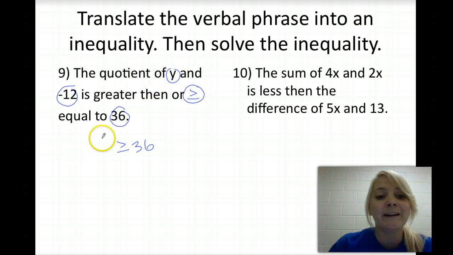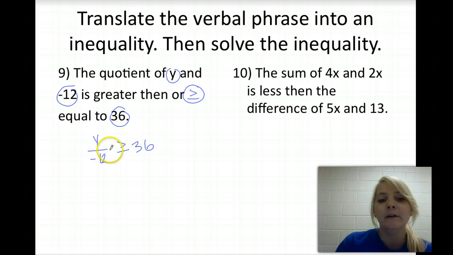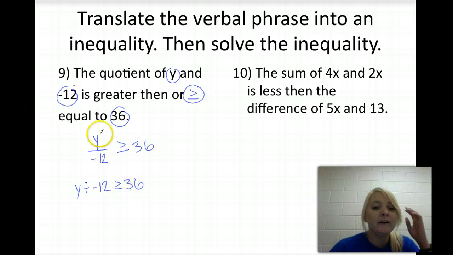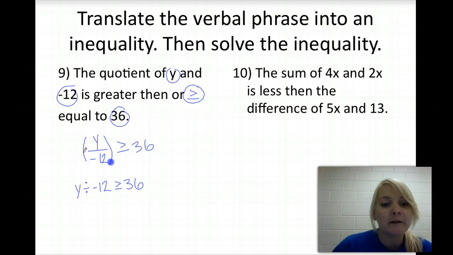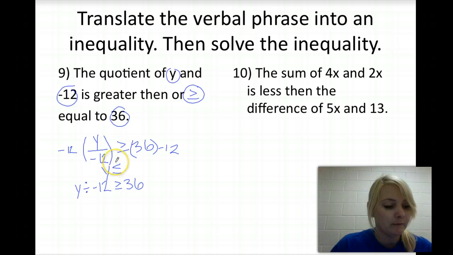So the quotient of y and negative 12 indicates we're dividing. Since y is mentioned first, that's the part we're dividing, and we're dividing it by negative 12. So we can write it as y over negative 12 is greater than or equal to 36. Or you could also write it as y and use the division sign. So either way is acceptable. Now to solve this, I'm going to be using the first one. So I'm going to multiply both sides by negative 12. So I get y, once again, since we're multiplying by a negative number, we're going to flip the sign. 36 times negative 12 is negative 432.